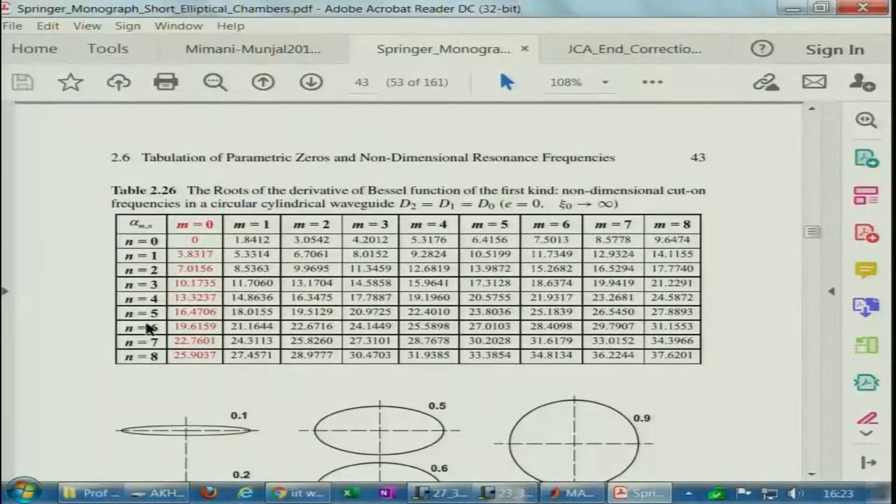Such things are also seen in engineering books, engineering maths textbooks or maybe an acoustics book. You can have a look at these tables, but for the rigid wall condition, that is the duct satisfying the Neumann condition, these tables are there.